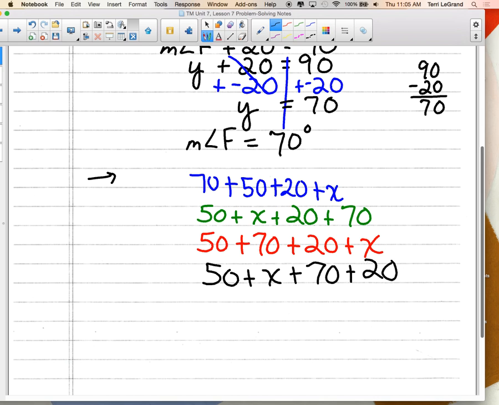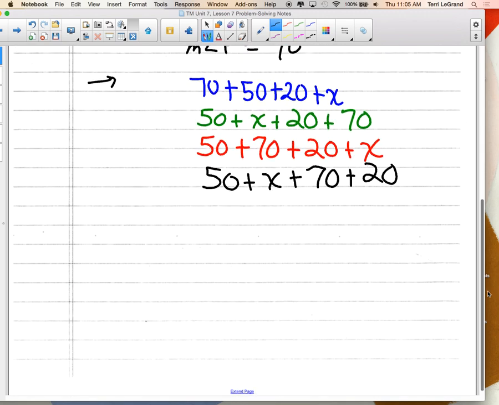Oh, a whole lot of choices here. Caden? Plus 70 plus X. Anybody else yet? Anybody else? Okay.